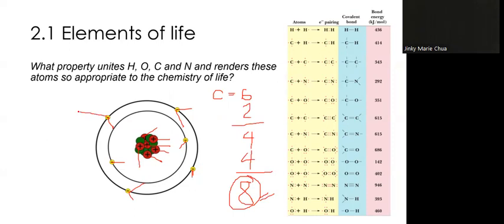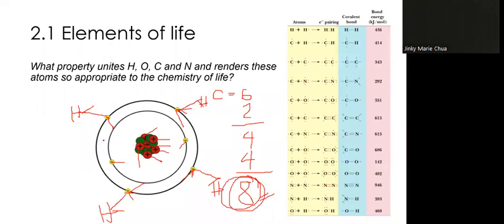So this one can bind to another, and another, and another, and another. That's why it can bond with hydrogen, hydrogen, hydrogen, and another hydrogen. So 1, 2, 3, 4, 5, 6, 7, 8. That gives you 8, and that's your octet.